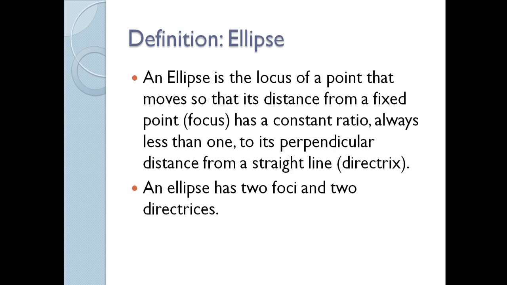An ellipse is the locus of a point that moves so that its distance from a fixed point, the focus, has a constant ratio, always less than 1, to its perpendicular distance from a straight line, the directrix. An ellipse has 2 foci and 2 directrices.